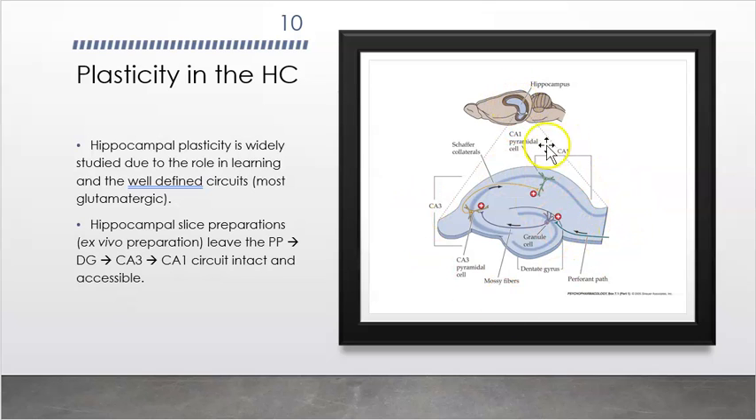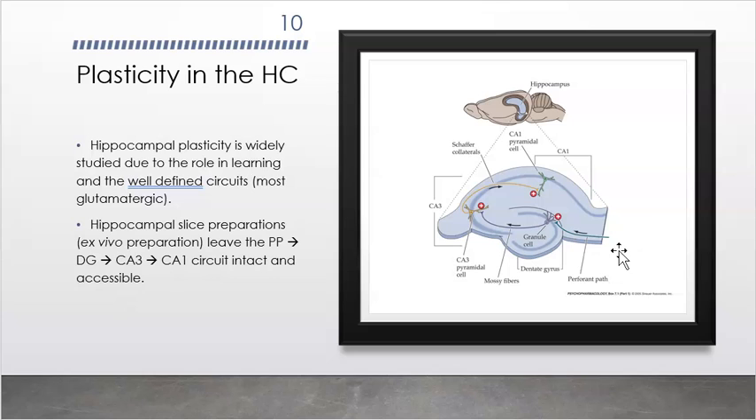This is just a blown up slice of part of the hippocampus. You can see we sliced the hippocampus this way, and we took it out and laid it down. Okay, so this is the front, this is the back. So in our hippocampal slice preparations, this is an ex vivo preparation, remember what that is.